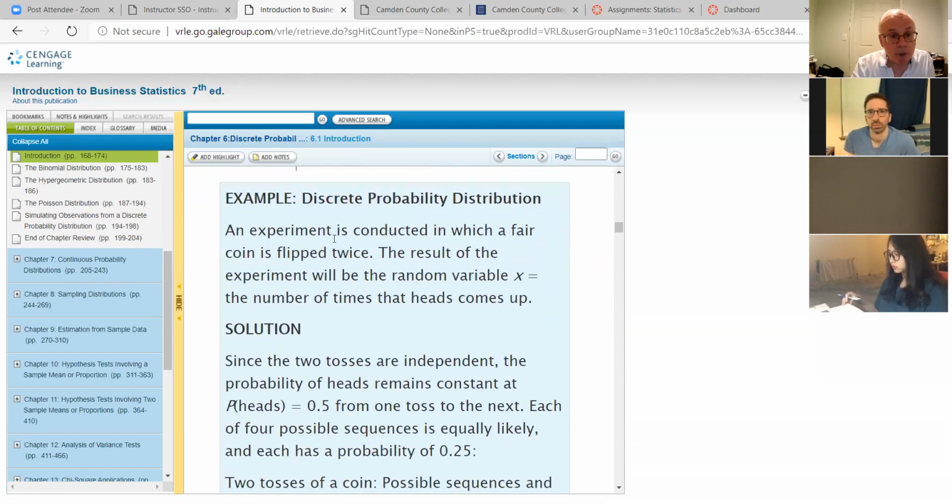Let's look at an example. An experiment is conducted in which a fair coin is flipped twice. The result of the experiment will be a random variable, which is equal to the number of times that heads comes up. Okay, so it's flipped twice. Tell me, what are the possible values of the random variable? The random variable is the number of times that you get heads when you flip a coin twice. So what are the possible values for the random variable? 0, 1, or 2. That's right. You either get no heads, or 1 head, or 2 heads.